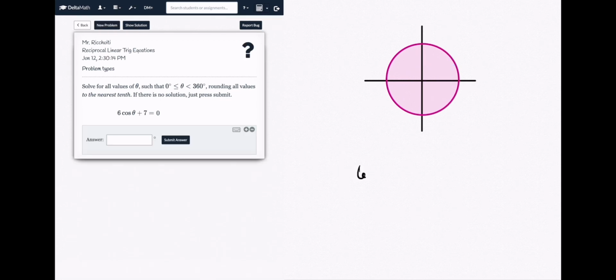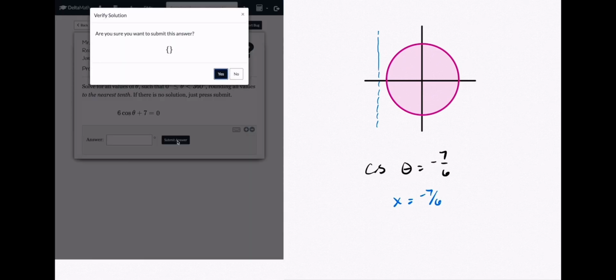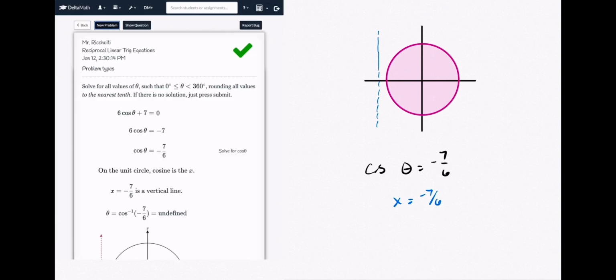Let's consider another example. 6 cosine theta plus 7 equals 0. Again, we might begin by isolating the trigonometric portion of this equation, subtracting 7 on both sides to get that 6 cosine theta equals negative 7, and then dividing by 6 on both sides to get that cosine theta is equal to negative 7/6. But this time, if we attempt to draw in something like x equals negative 7/6, we can see that we're far enough away from the origin that we're no longer on the unit circle at all, which means in this case that the problem has no solution. We can go ahead and simply select Submit Answer, and we can see that we've correctly identified a trigonometric equation with no solution.